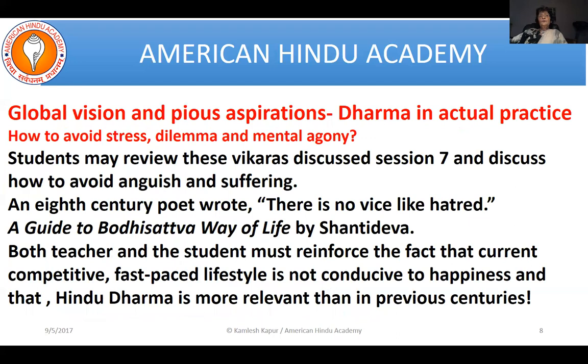So let's go to global vision and pious aspirations. Hindu Dharma has very sublime aspirations. And Sanskrit being a very brief language, in one word a lot is said.